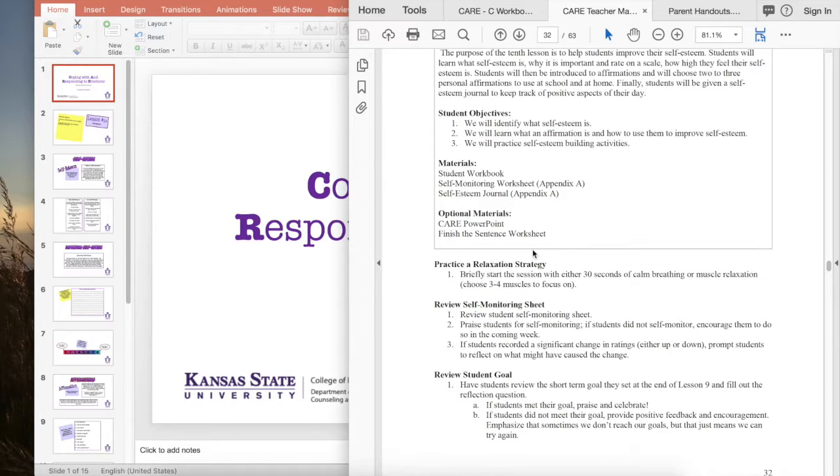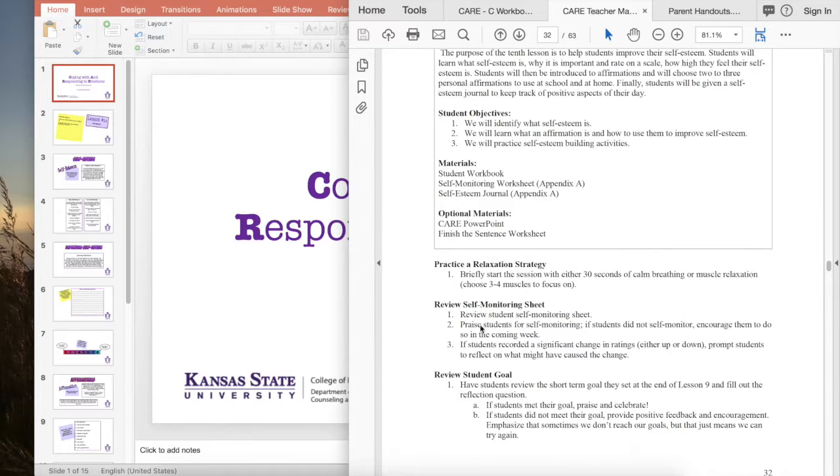Now, as always, we are going to start this session with the same kind of 4 steps that we've been doing in all of the previous sessions. So first, briefly start off with either 30 seconds of calm breathing or muscle relaxation. Next, go ahead and review that self-monitoring sheet with students. Make sure you're praising students for self-monitoring. If students see a significant change in their ratings, either up or down, make sure you prompt students to reflect on what might have caused that change and offer some praise and encouragement there.